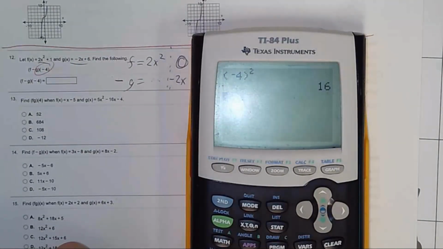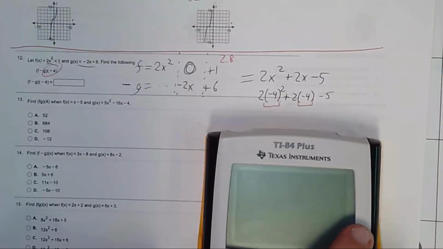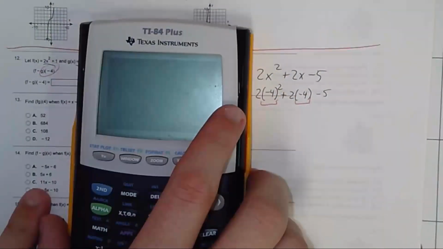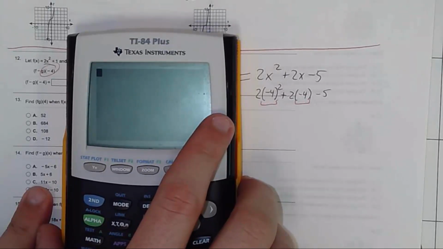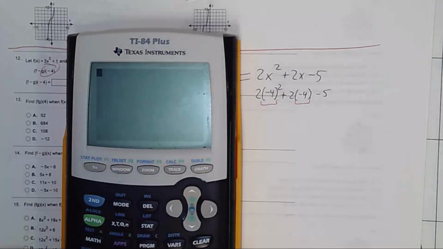So when I type this whole number sentence out, let me put it where we can see both the number sentence and my calculator screen: 2 times negative 4 squared plus 2 times negative 4 minus 5. And we should see that this is 19.